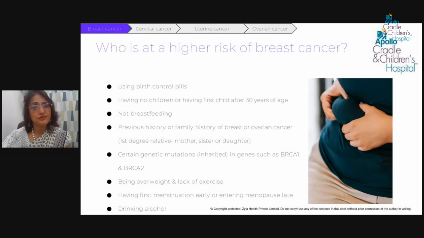Try to control your diabetes, try to control your hypertension, and manage your weight with the exercises which I have told you should be done 30 minutes a day for 5 days in a week.